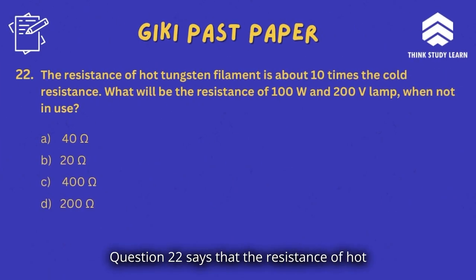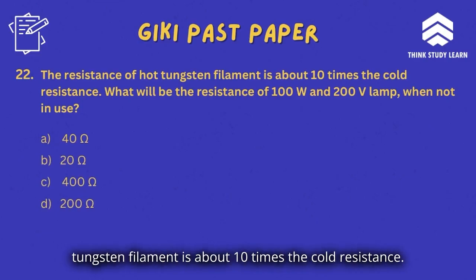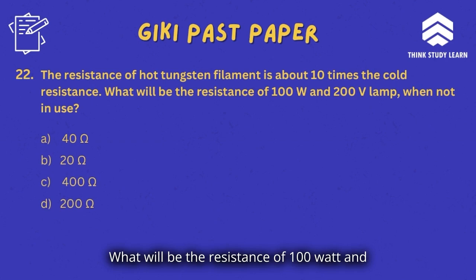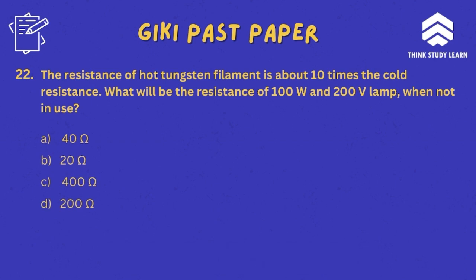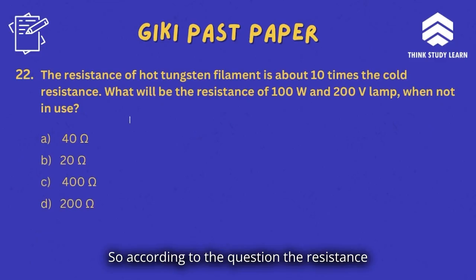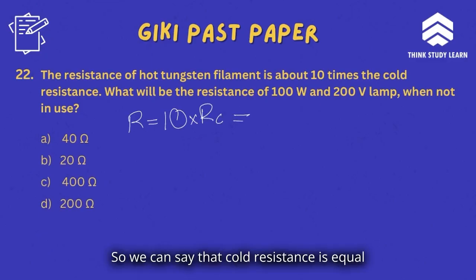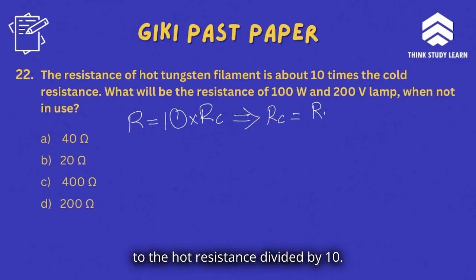Question 22 says that the resistance of hot tungsten filament is about 10 times the cold resistance. What will be the resistance of 100 watt and 200 volt lamp when not in use? So according to the question, the hot resistance is equal to 10 times the cold resistance. So we can say that cold resistance is equal to the hot resistance divided by 10.